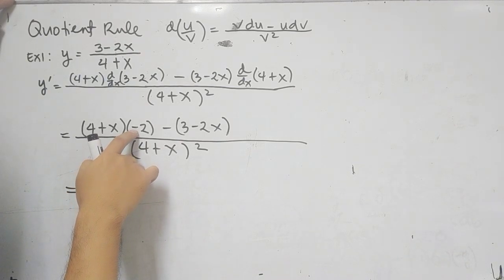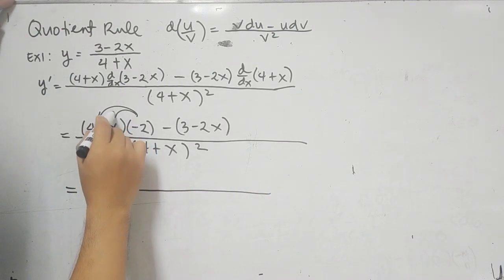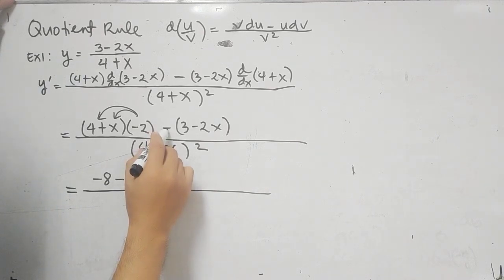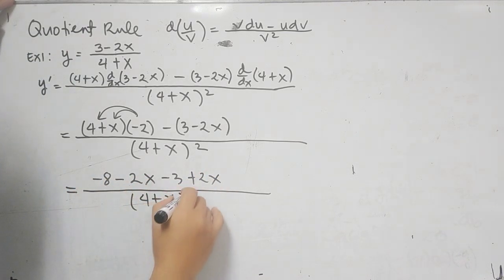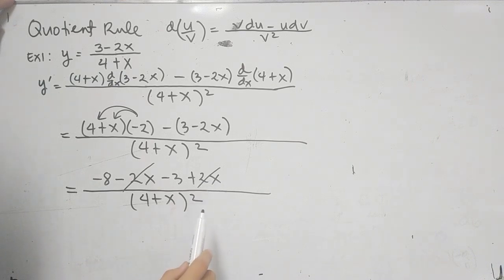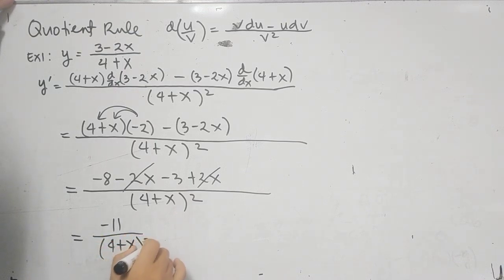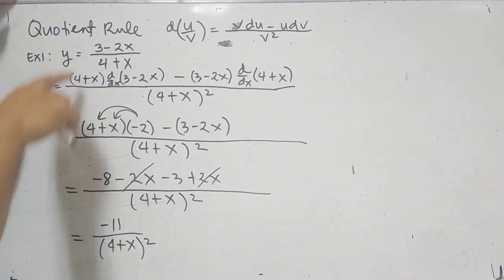So that when we distribute this one, negative 2 times 4, that is negative 8. Negative 2 times x, that is negative 2x. And then this one, distribute negative times 3, that is negative 3. Negative times negative 2x, that is positive 2x. Divided by 4 plus x raised to 2. If you have noticed, this is negative 2x. This is also positive 2x, so we can delete this one, because negative 2x plus 2x is equivalent to 0. And then negative 8 minus 3 is equivalent to negative 11, divided by 4 plus x raised to 2. So this will be our final answer for this problem, the first derivative of this function.